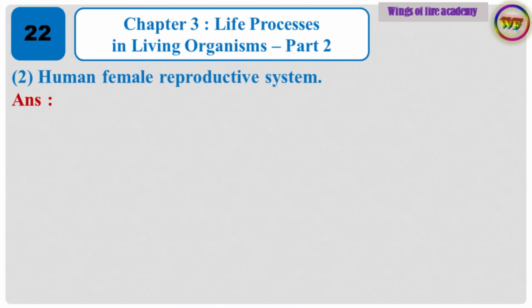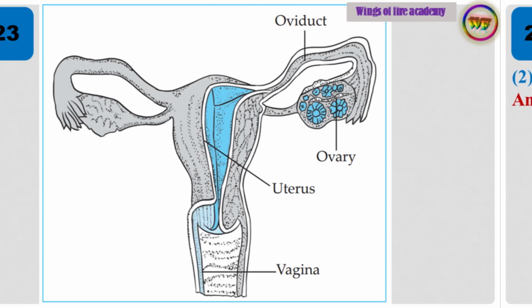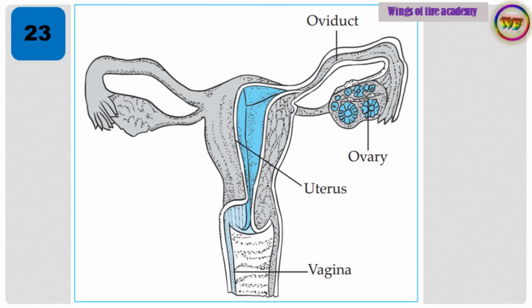Sub-question 2. Human female reproductive system. Answer is on the next slide. Diagram is given directly.